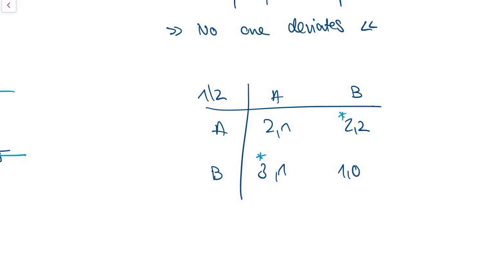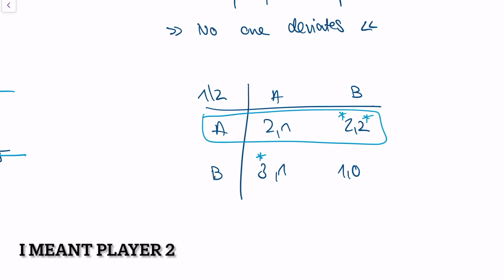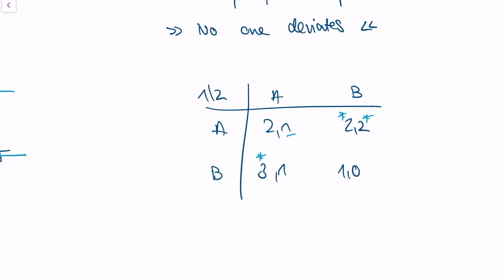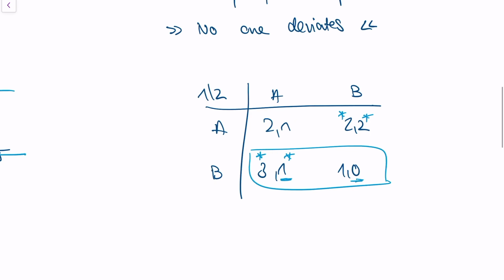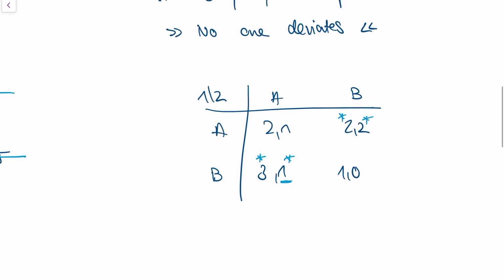Okay, let's think about player 2. What if player 1 plays A? Well, player 2 wants to play B because 2 is greater than 1, his payoff. And last thing, if player 1 plays B, player 2 will want to play A because 1 is larger than 0. Okay, so what have we found? We have found two Nash equilibria, AB and BA, right?